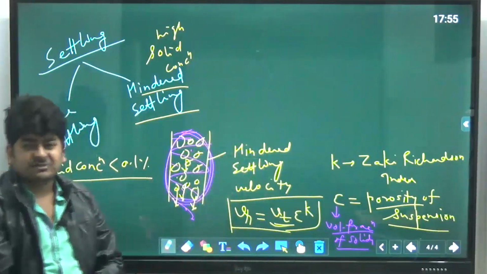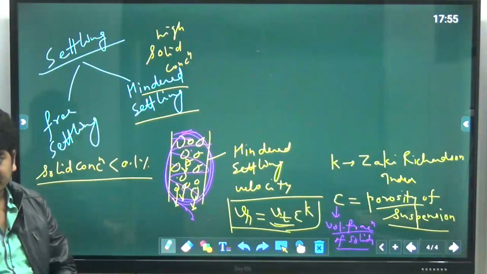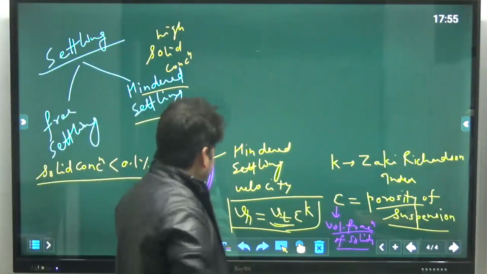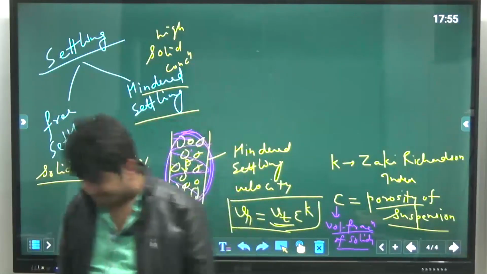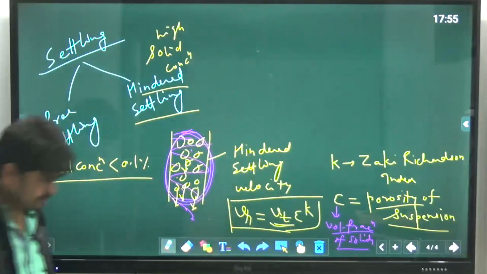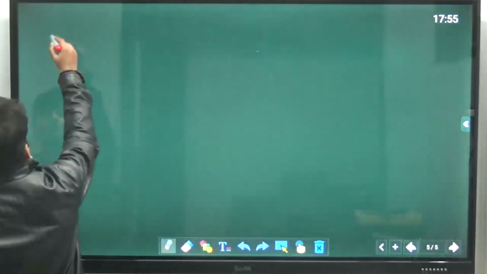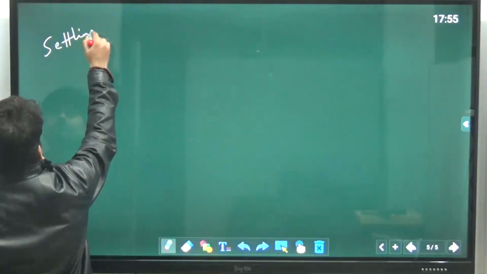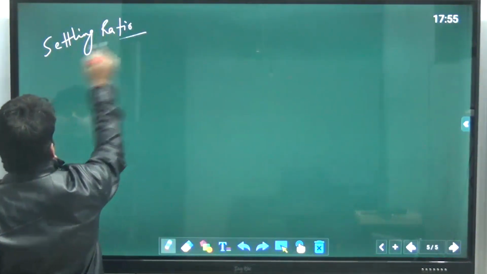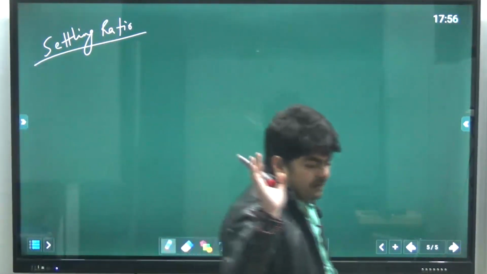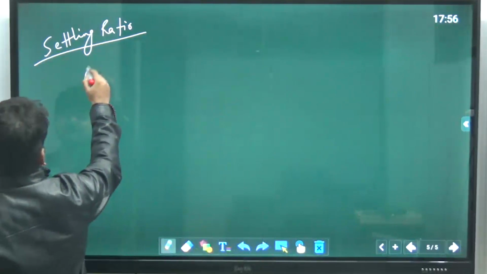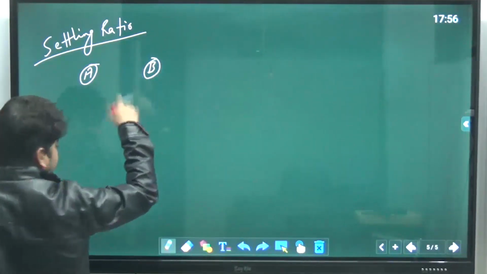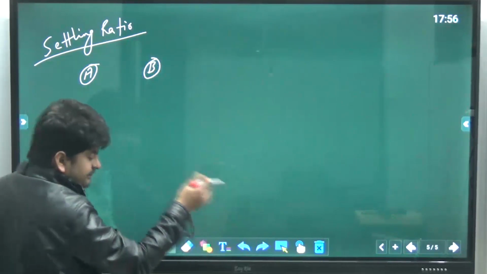So by using this correlation, you can easily calculate the hindered settling velocity. Now, next point. The settling ratio. One thing should be clear to you now. What is settling ratio? Suppose in a tank there are two solid particles which are settling. One is particle A, one is particle B. Both are settling in the same tank obviously.